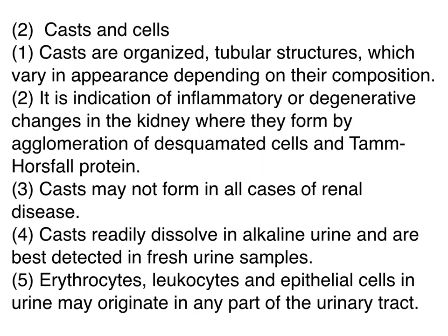It is an indication of inflammatory or degenerative changes in the kidney, where they form by agglomeration of desquamated cells and Tamm-Horsfall protein. Casts may not form in all cases of renal diseases. Casts rapidly dissolve in alkaline urine and are best detected in fresh urine samples. Erythrocytes, leukocytes, and epithelial cells in urine may originate in any part of the urinary tract.